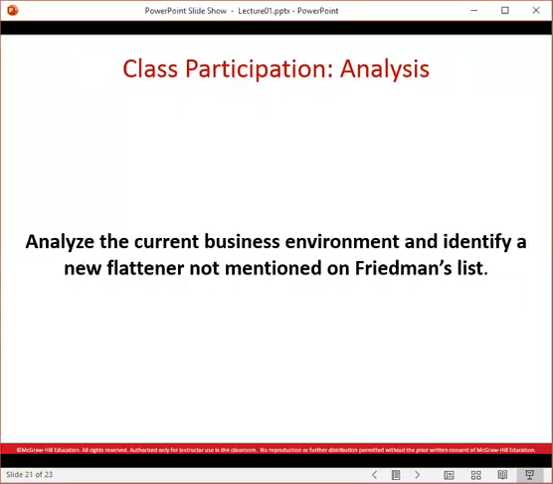So analyze the current business environment and identify a new flattener not mentioned in Friedman's list. Well, of course, the answer to this question can vary. A few examples might include cheaper technology. Laptop prices have dramatically decreased. And so have the introduction of new form factors like smartphones and smart tablets, which give you nearly the same capabilities as a laptop. So this allows more people to access the internet and to perform analysis all across the world.